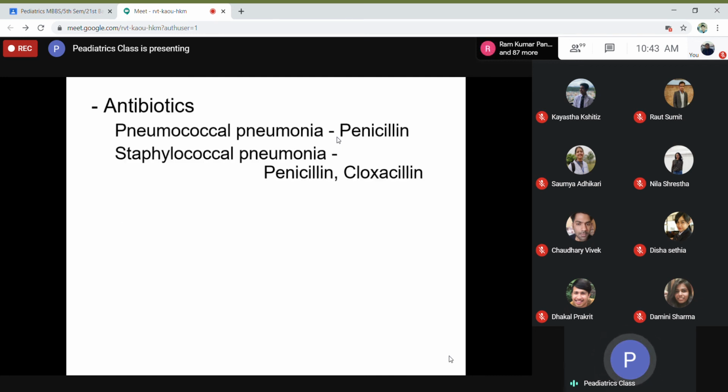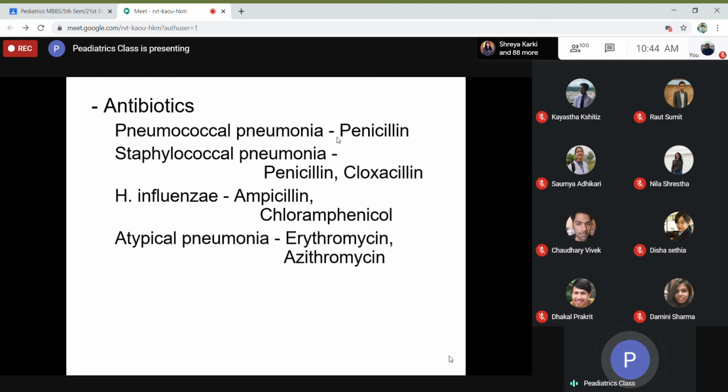Antibiotic: if you are suspecting pneumococcal pneumonia, give penicillin. The dose is 50,000 units per kg per dose every 6 hourly for 7 to 10 days, depending on the improvement. For staphylococcal pneumonia, penicillin or cloxacillin is the drug of choice. The penicillin dose is the same. Cloxacillin is 50 to 100 mg per kg per day in 4 divided doses for 7 to 10 days. For Haemophilus influenzae, ampicillin or chloramphenicol. The ampicillin IV dose is 50 to 100 mg per kg per day, 6 hourly for 7 to 10 days. Chloramphenicol is around 75 mg per kg per day in 3 divided doses for 7 to 10 days.